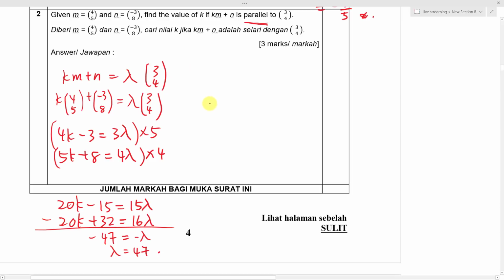Alright, so then I want to find k because this question actually asks me to find k. So I will say 4k minus 3 equals 3 lambda. So 4k equals, let me use my calculator, 3 times 47 plus 3. I will get 144 divided by 4. k equals 36. Yeah, I hope the answer is correct.